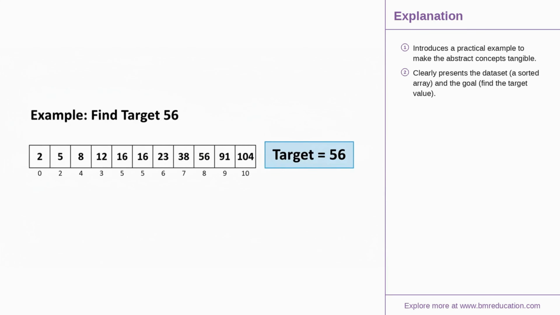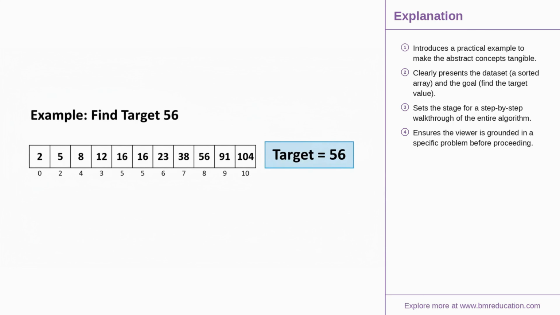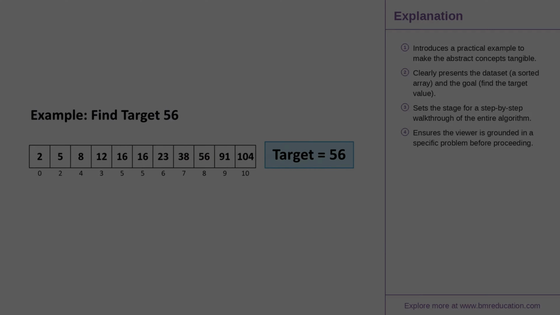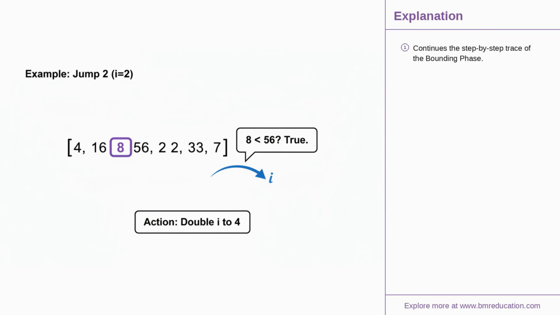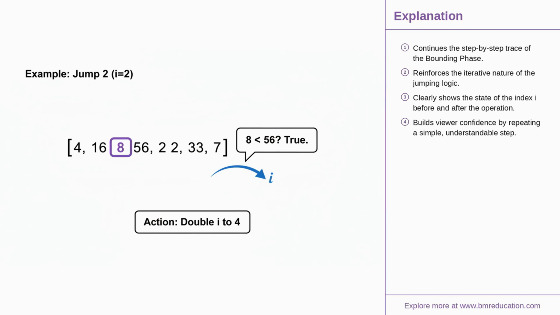Let's solidify all this with a concrete example. Here is our sorted array, and we're looking for the number 56. Let's trace how exponential search finds it, starting with phase 1. Phase 1 begins. We start our index I at 1. We check array[1], which is 5. Since 5 is less than our target of 56, the condition is met and we double our index. I now becomes 2. We check array[2], which is 8. Again, 8 is less than 56, so we continue the process and double our index again.